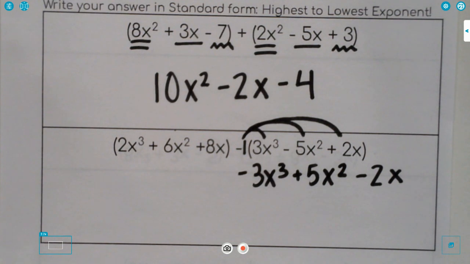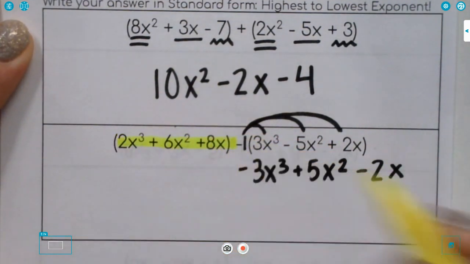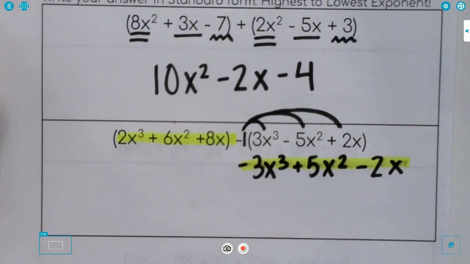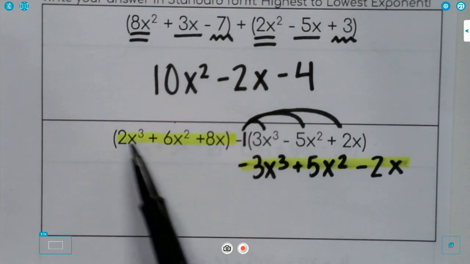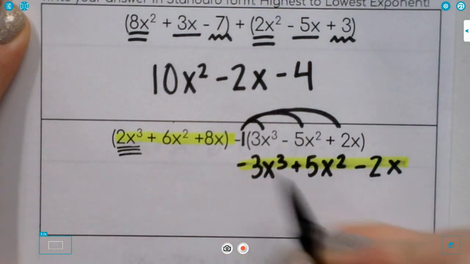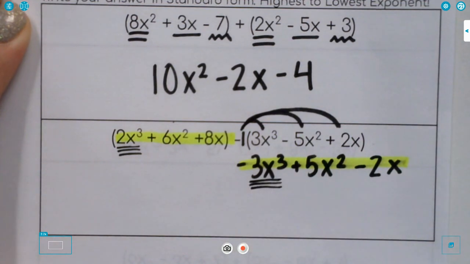Once I've distributed, I am now combining, let me grab a highlighter, these three guys over here, and now these three guys. I can ignore before I distribute it. So I will do that. 2x cubed and negative 3x cubed. 2 minus 3 is negative 1.